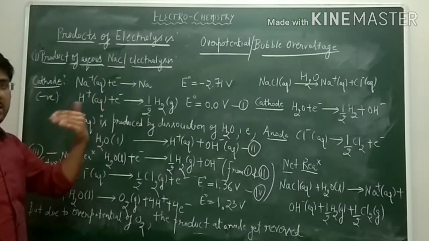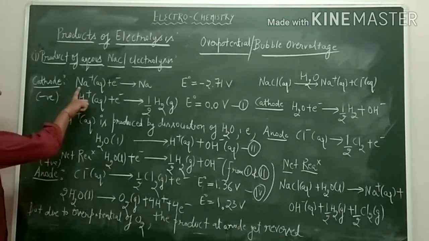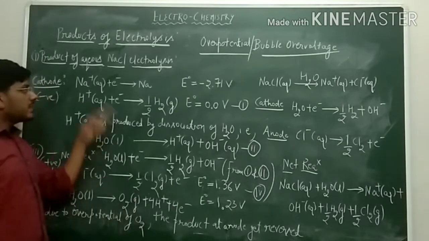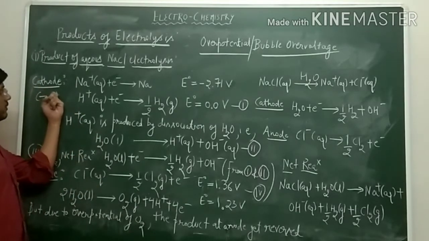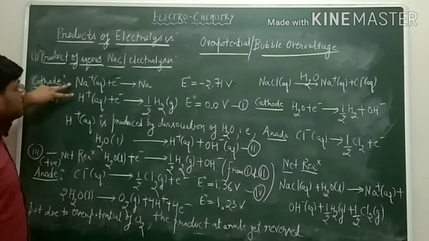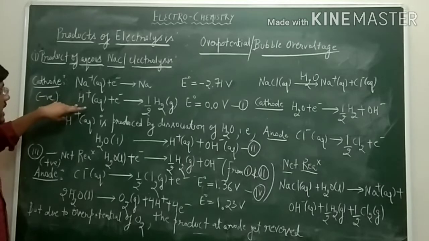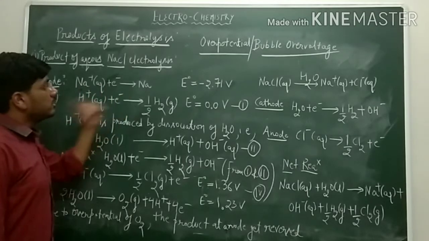meaning NaCl dissolved in water. Here we have two ions which will move towards the cathode. Since the cathode is negatively charged in an electrolytic cell, two ions will compete here. One is the Na+ ion and the other is the H+ ion moving towards the cathode.